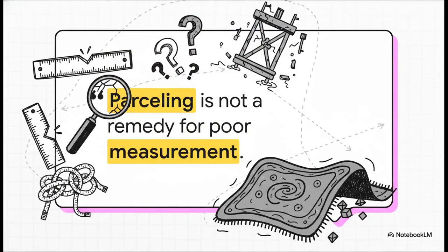Which brings us to a really crucial warning, summarized perfectly right here. Parceling is not a remedy for poor measurement. It should absolutely never be used to fix a poorly fitting model. Look, if your survey questions are bad or your theoretical structure is flawed to begin with, parceling is just sweeping those fundamental errors under the rug. It is a tool for simplification, not a tool for salvage.